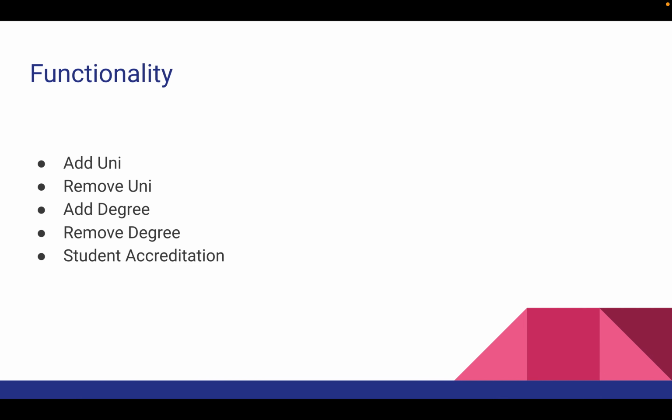This would be the information stored in the NFT itself: the student name, student ID, universities they've attended, and degrees they've earned. On top of this, we have four functions that an administrator can use to change information when needed. These are adding universities if a student attends another university, removing a university for whatever reason, adding degrees that a student has earned, or removing degrees if needed.